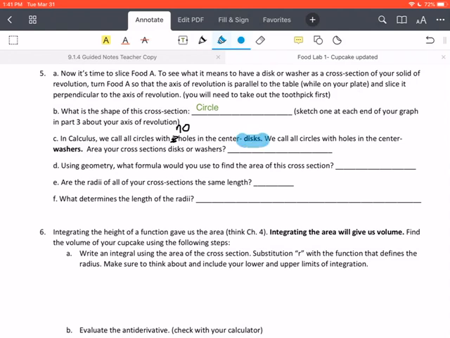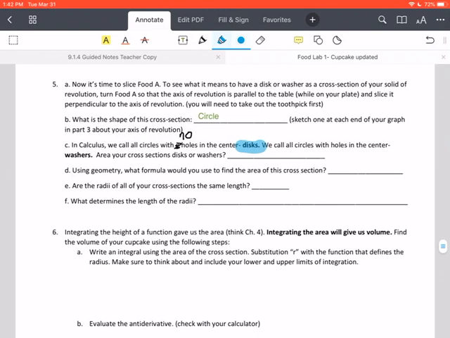But when we look at a circle that has a hole in the center, and that was in the video when I said imagine the icing being taken out, those are going to be called washers. But for today's lesson, because there was icing, we're imagining the cupcake to be completely solid. We are working with discs.